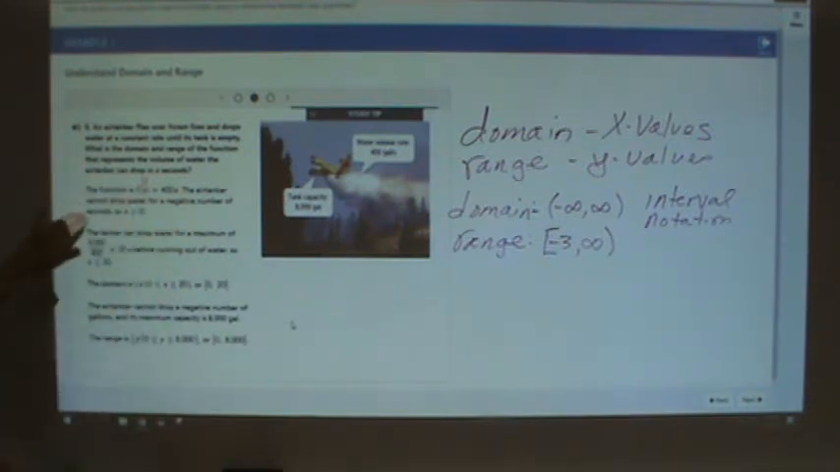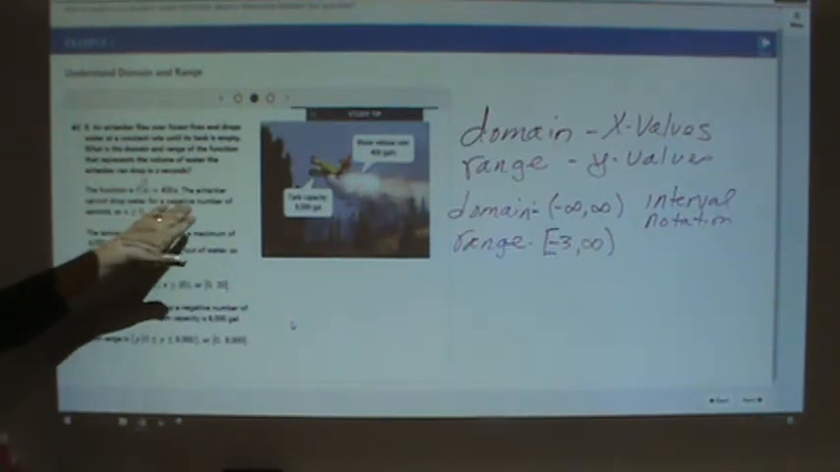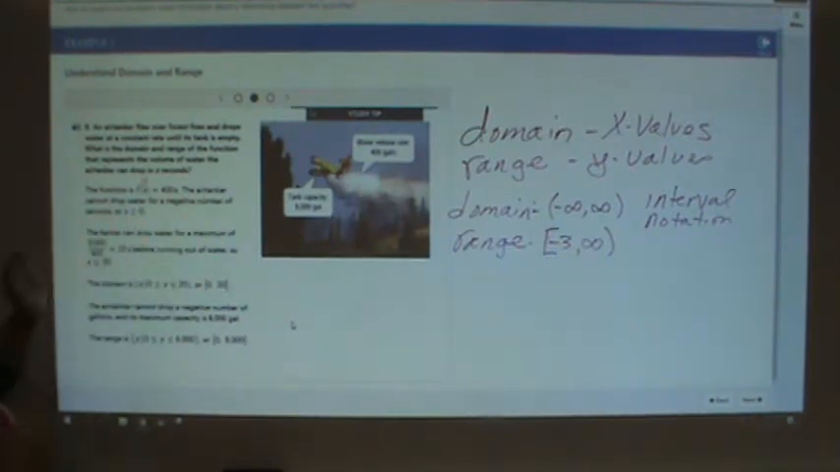Some of you are having difficulties with that. That's another concept that should have been taught last year. So f of x, the function of x or y, is equal to 400x. So the air tanker cannot drop water for a negative number of seconds, so x has to be greater than or equal to 0.